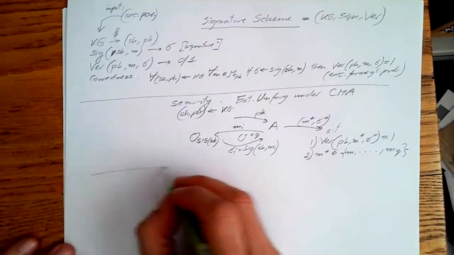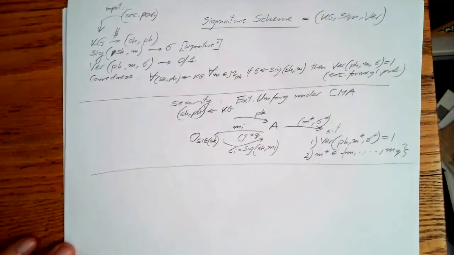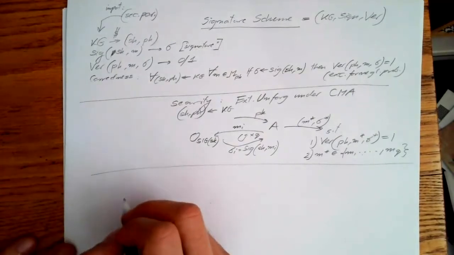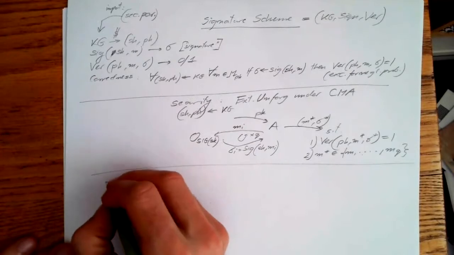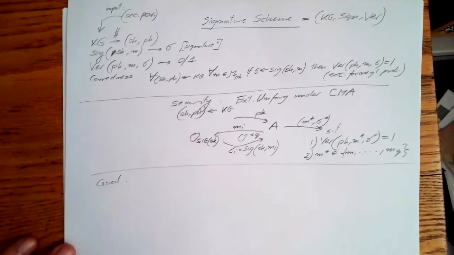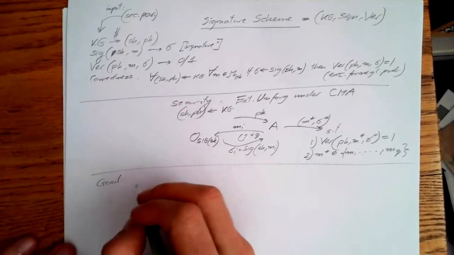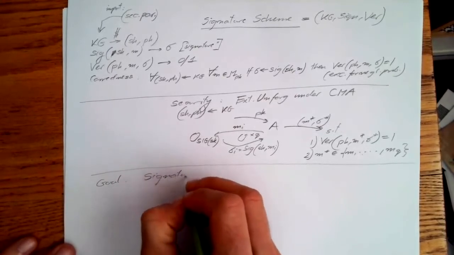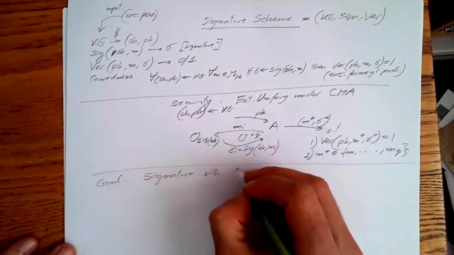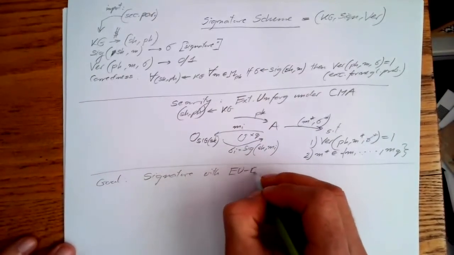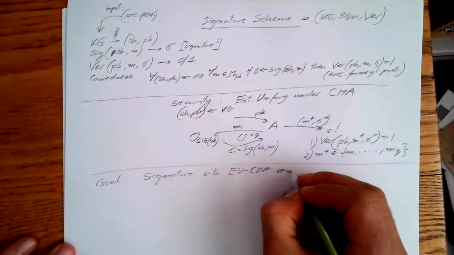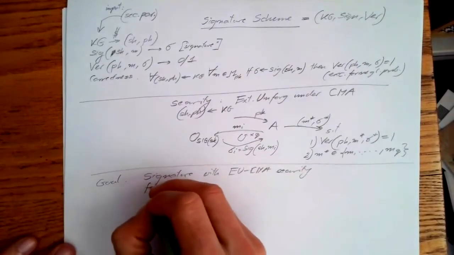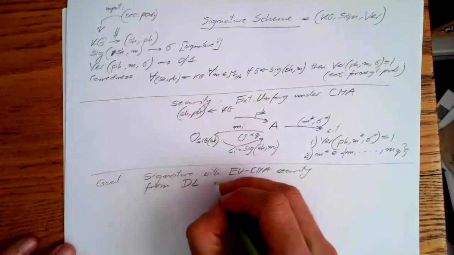Okay, so that's what we need. What I want to show you today is how to build a signature with existential unforgeability under CMA security from the discrete log assumption.